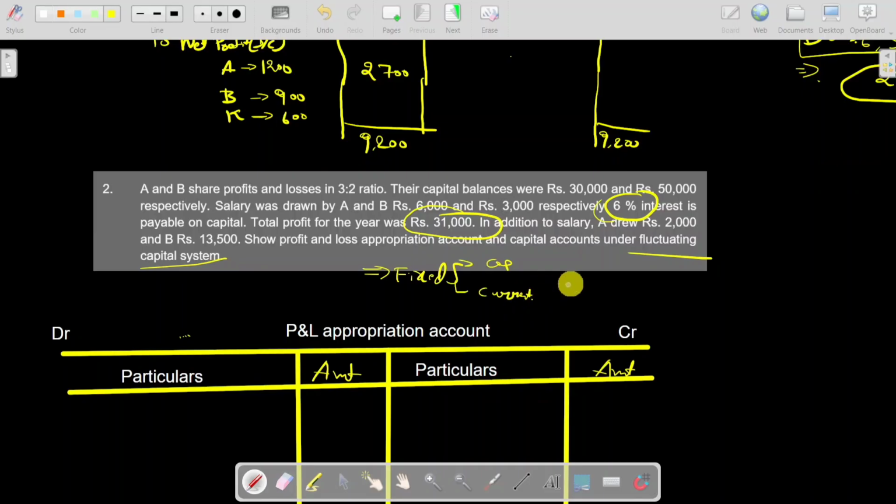But here he specified the fluctuating capital system, so we have to prepare only one account, which is the capital account. Right, and here we have drawings, but we don't have interest on drawings. They have not mentioned how much interest on drawings they are charging, so we don't have to charge interest on drawings. So we have to charge only interest on capital.